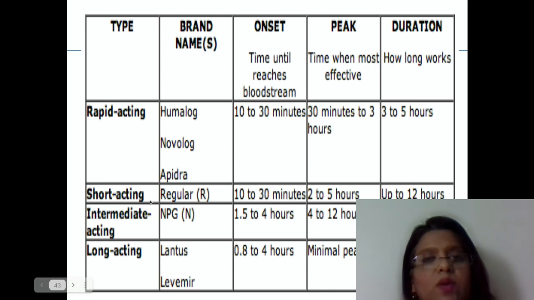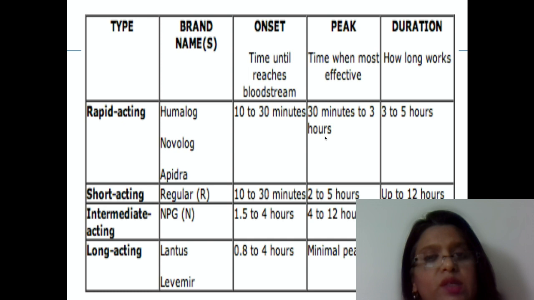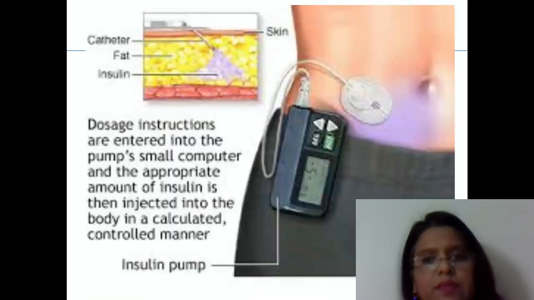Some questions will ask you, if you're giving Humalog to your patient, when will it peak? So you say, oh, it peaks in approximately 30 minutes to 3 hours. You're giving regular insulin. When would it peak? It will peak in 2 to 5 hours.